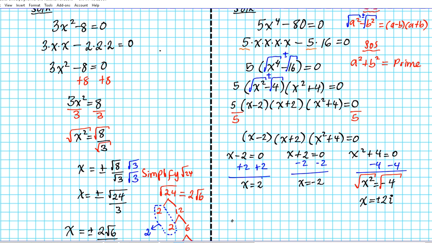Let's write our solutions in set roster notation form. So our solutions are going to be, let's see, negative 2i is the first one, 2i is the second one. These are the imaginary roots. And then the real roots are negative 2 and 2. Okay, so these are the solutions to the original binomial equation.